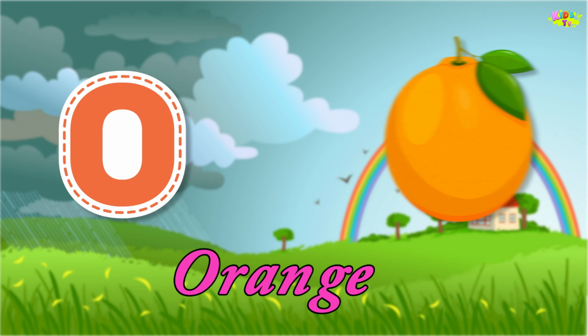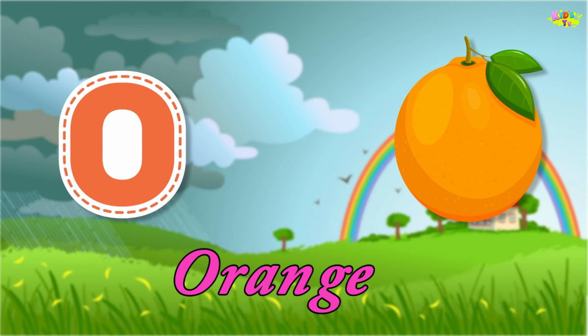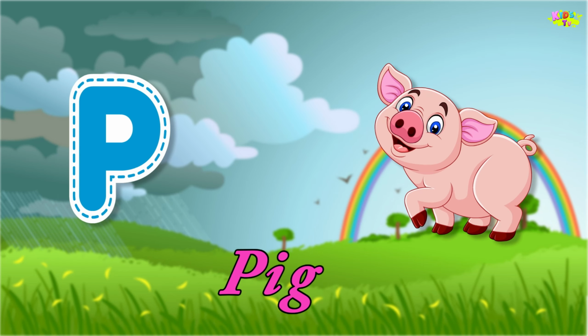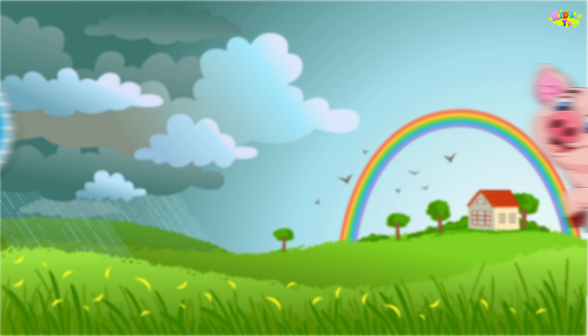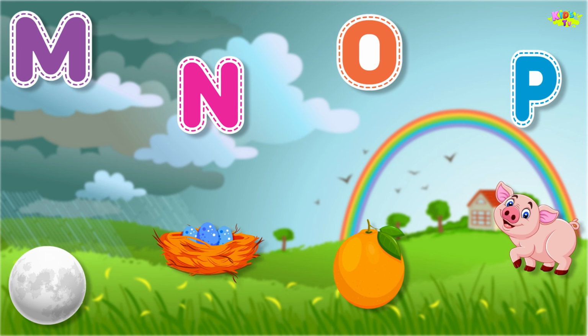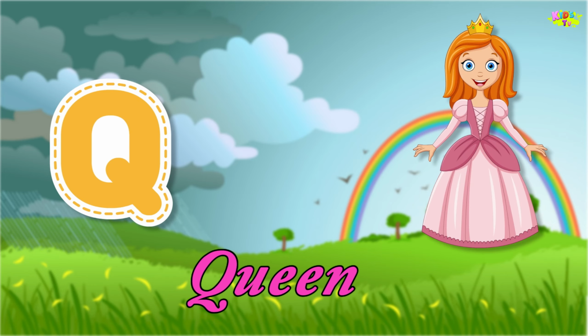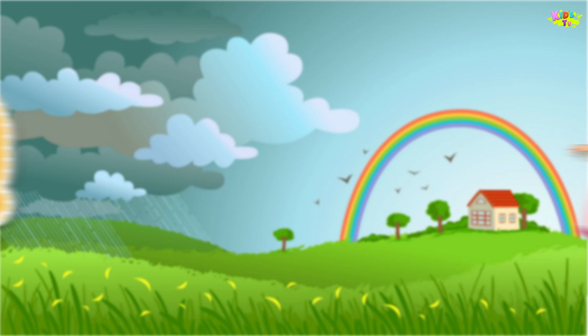O is for orange. O, o, orange. O, orange. B is for beak. Ba, ba, beak. B, beak. Q is for queen. Qu, qu, queen. Q, queen.